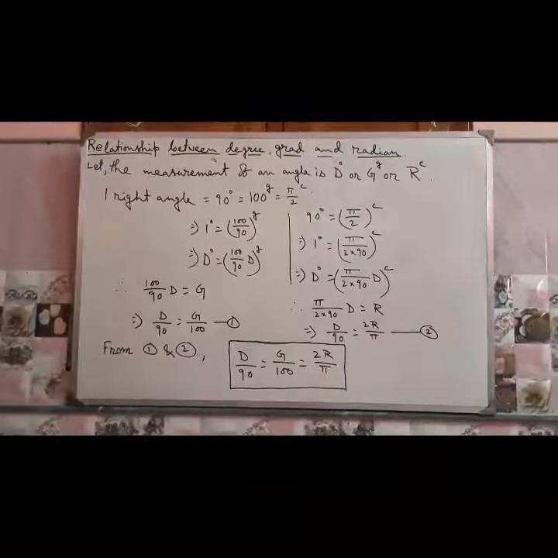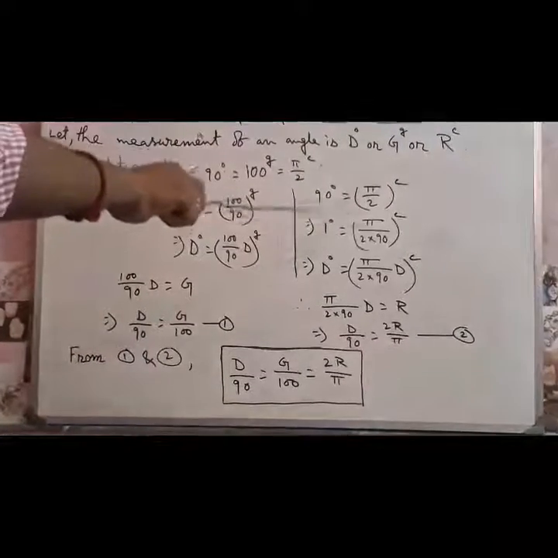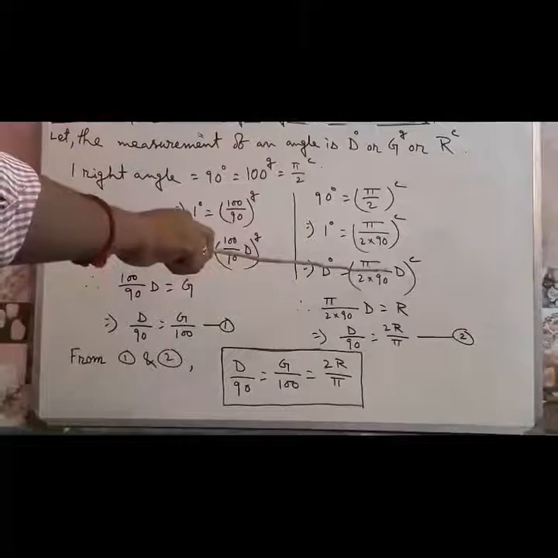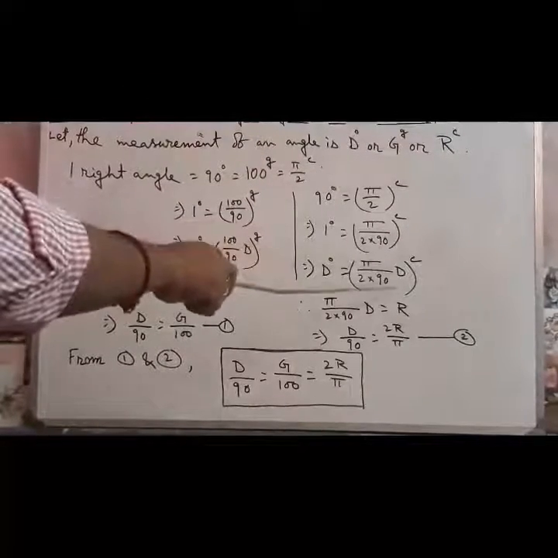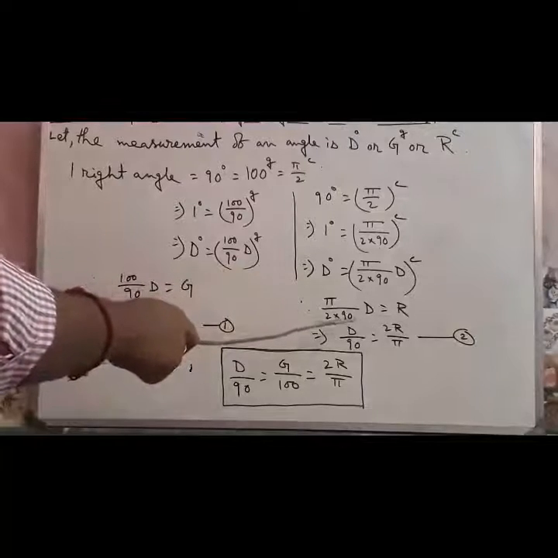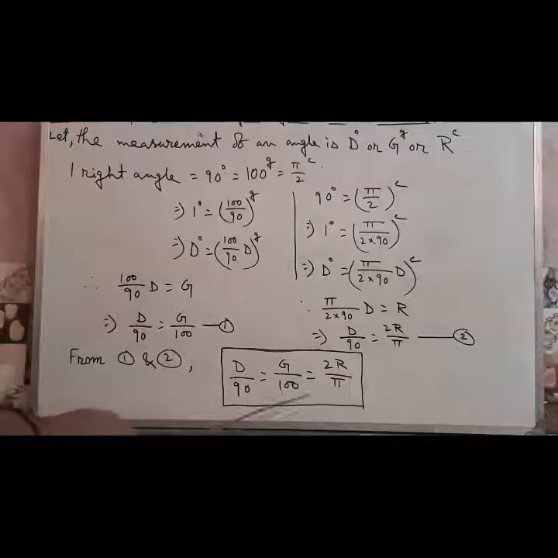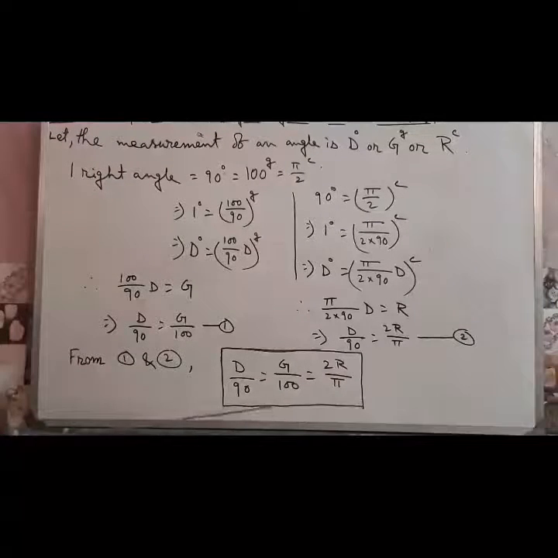Similarly, 90 degree is equal to pi by 2 radian. So 1 degree is equal to pi by 2 into 1 by 90. D degree is equal to pi by 2 into 90 into d radian. So this radian numerically is equal to r radian. So this value is equal to r. From that, d by 90 is equal to 2r by pi. Now comparing from 1 and 2, what will we get? d by 90 is equal to g by 100 is equal to 2r by pi. That is the relationship between degree, grade and radian.